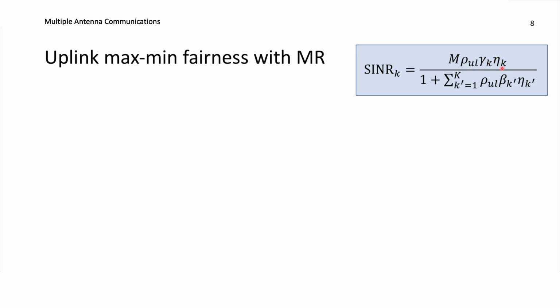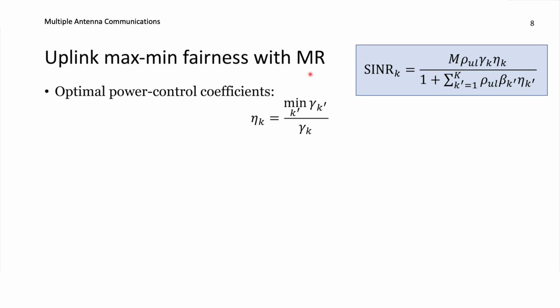And as long as they are the same for every user, the entire SINR expression is going to be the same for every user. So what that means in terms of delivering the same SINR for every user is that we should select eta k to be proportional to 1 divided by gamma k. So we put it in here, 1 divided by gamma k, then gamma k times 1 divided by gamma k cancel each other out. So whenever eta k is proportional to 1 over gamma k, we will get the same SINR for everyone.